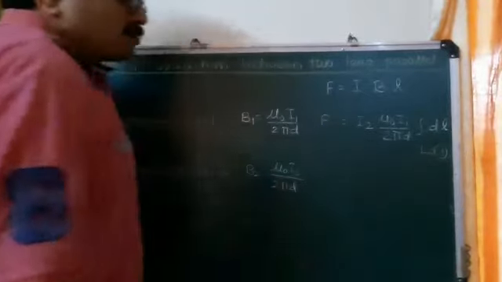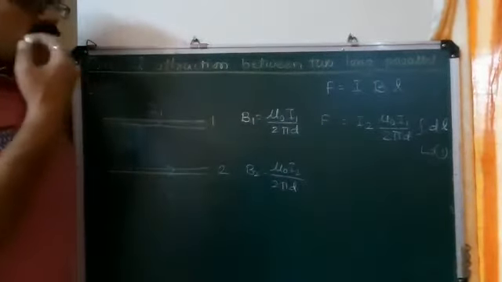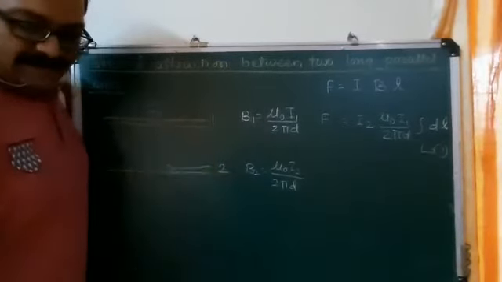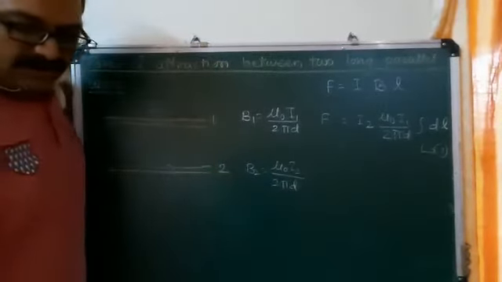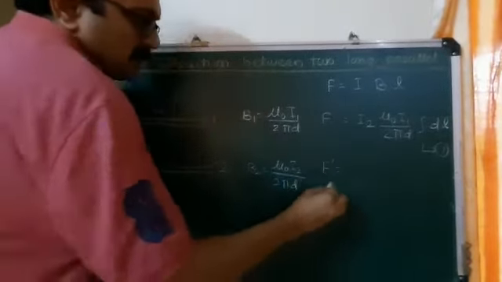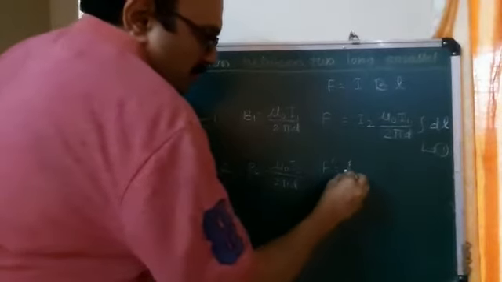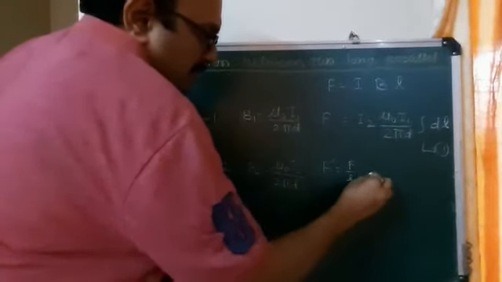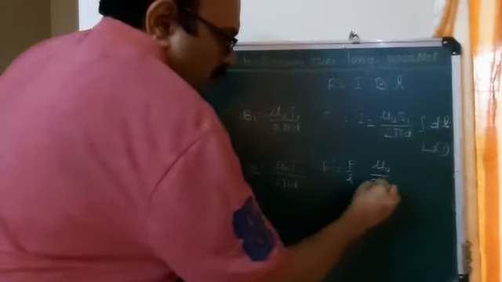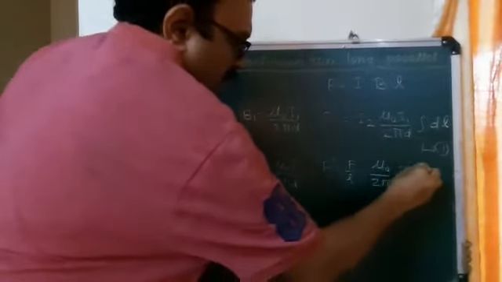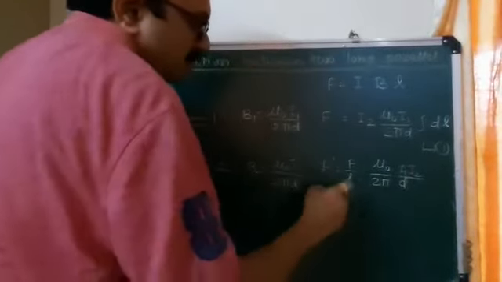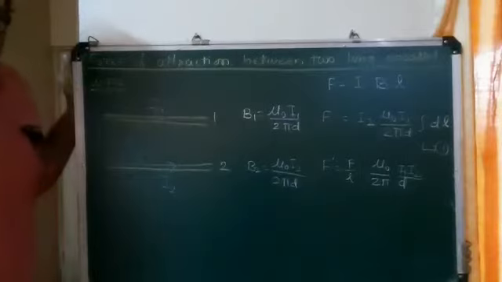Now this is the force of attraction between the two wires, by the first wire on the second wire. Now we say that the force per unit length, F dash, will be equal to F upon L, which is equal to mu 0 upon 2 pi into I1 I2 upon d, where this is the force per unit length on the wire.